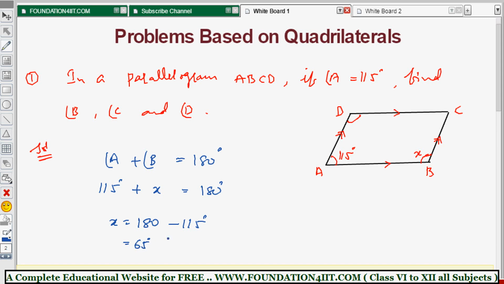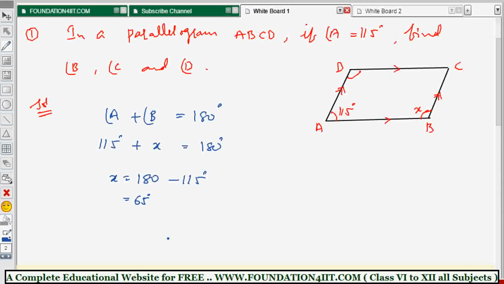Angle X is 65. That means angle B is 65. Therefore, angle B is equal to 65 degrees. And since the opposite angles of a parallelogram are equal, that is also a property. So in a parallelogram, opposite angles are equal. So angle A is opposite to angle C. That means angle A is equal to angle C.